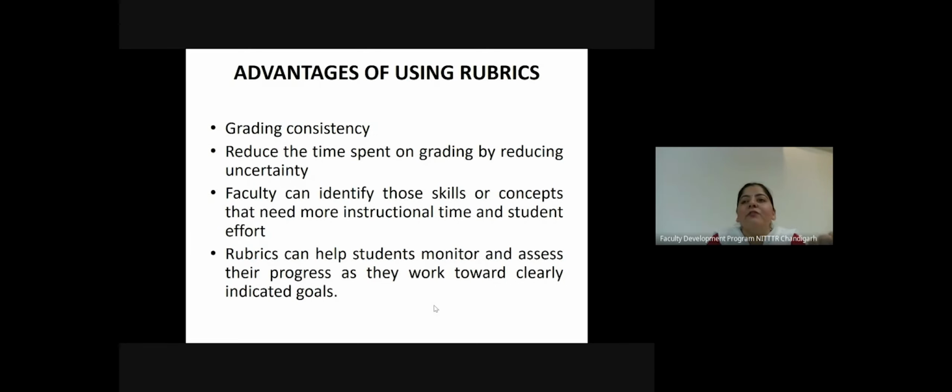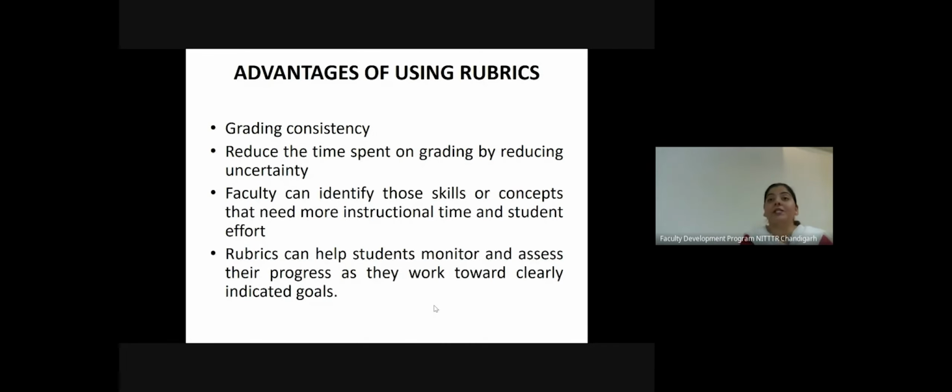So that kind of evaluation, specifically when we are shifting our education to online environment, this kind of assessment is not going to work. So when the criteria is available, it reduces the heated argument in a classroom environment caused due to uncertainty and reduces the time spent on grading. Faculty can identify those skills or concepts that need more instructional time and student effort.